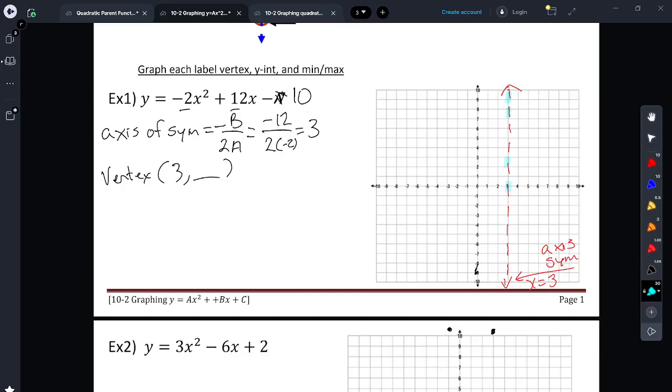Let's go back to linear equations. If I told you the x coordinate, couldn't you find the y coordinate? Right, don't copy this, but if I had y equals 2x plus 1, and I told you x is 3, what's y? 7. What'd I do? Plug it in, and that's all you're going to do here. You're just going to plug it in. So y is going to be equal to what? Negative 2 times 3 squared plus 12 times 3 minus 10.